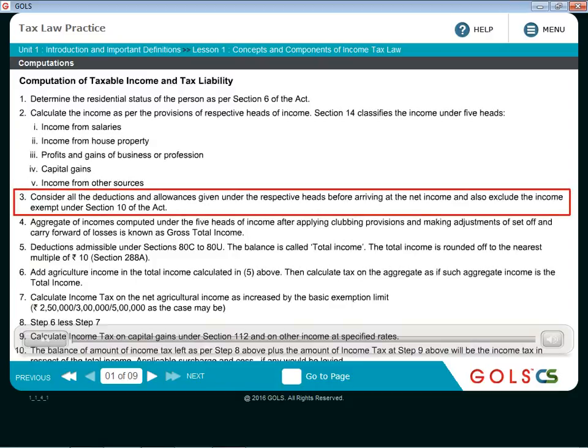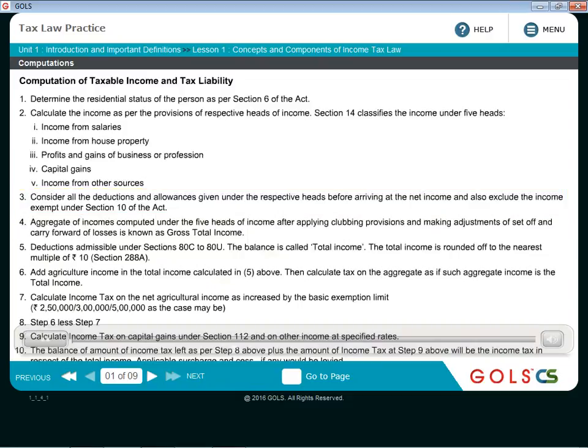Next step is we have to consider the net income after deductions and allowances. Obviously, when we calculate the 5 heads of income, we have to segregate the income into 5 heads, and whenever we calculate income for a particular head, the deductions and exemptions available for that particular head should be reduced, and then the net income from that head should be calculated. So we have to give the exemptions and deductions, and then decide what the net income is.